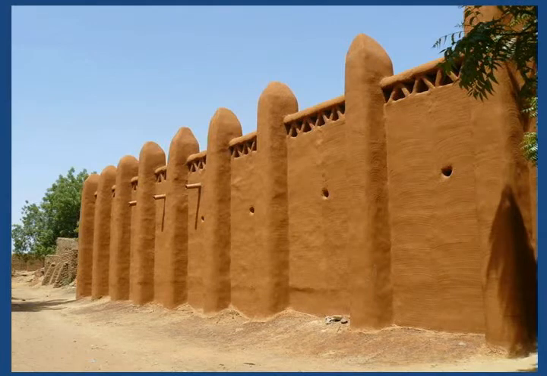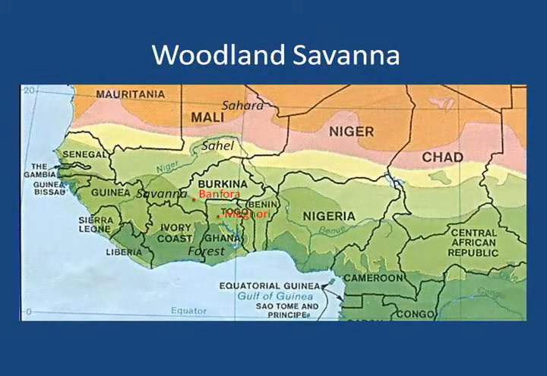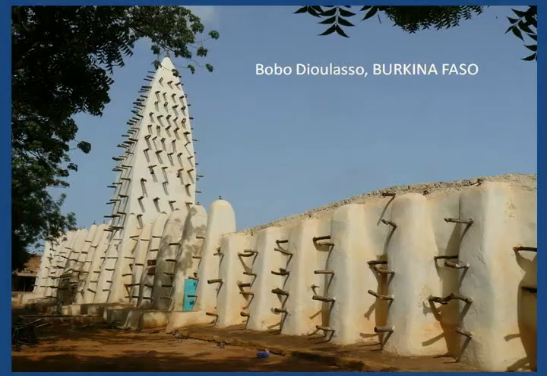There, of course, this is actually the palace of the local chief in this village. That's one of the court-form dwellings. Going down into the woodland savanna just a little bit, that style, at least in terms of mosque architecture, persists, even though we're getting into a little bit more humid climate. This is, as a matter of fact, in Bobo-Dioulasso. Jacqueline might be familiar with that. Might have been there, the main mosque.